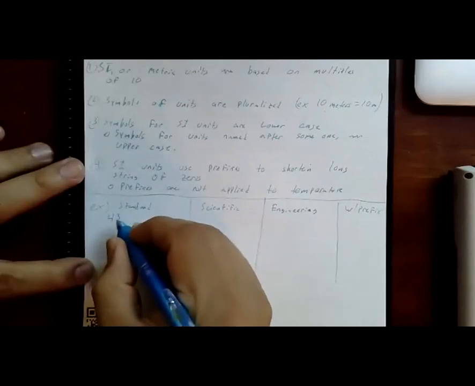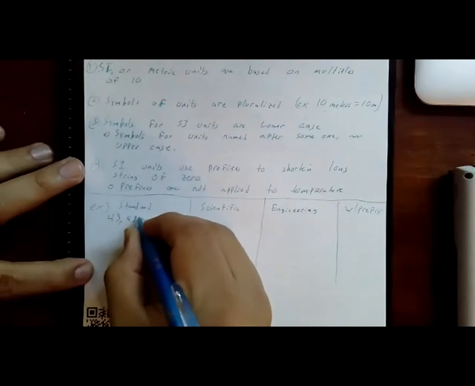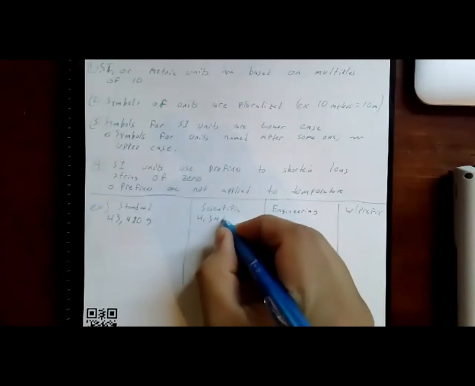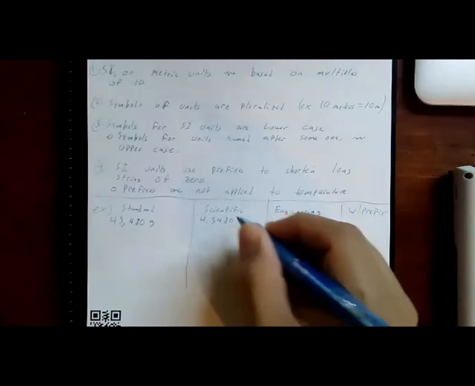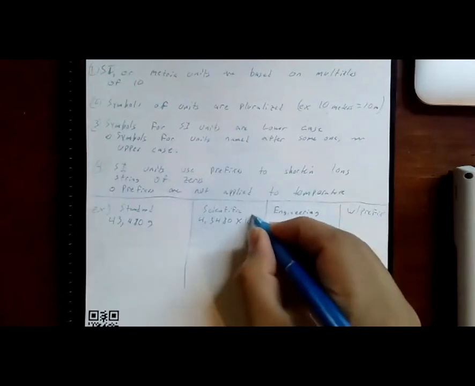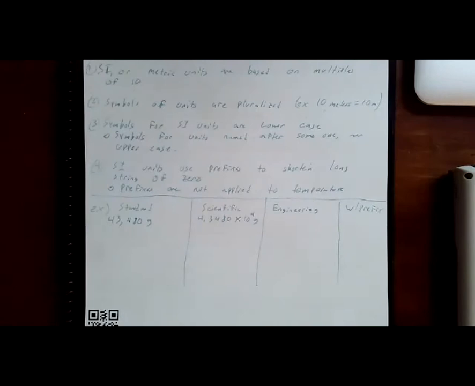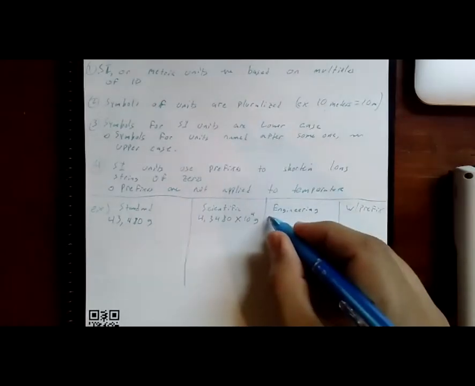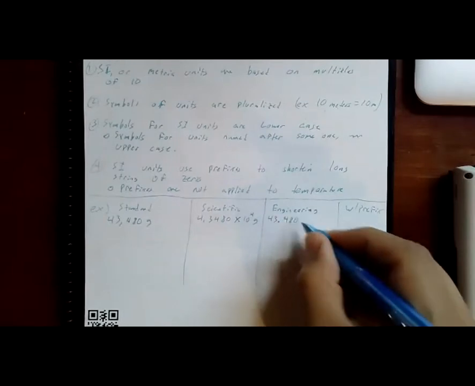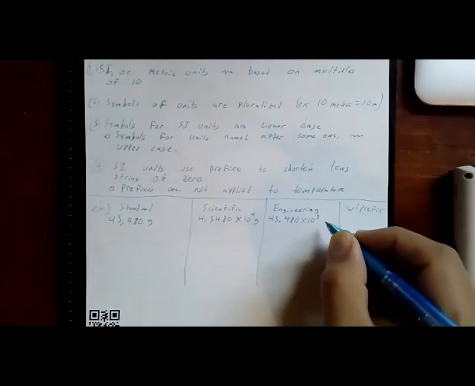All right. So let's just pick this example I have here. 43,480 grams. Okay, so this one we should all know the scientific notation, right? This would be 4.3480 times 10 to the 4 grams, right? Now in engineering, we want a multiple of 3, so we would use 43.480 times 10 to the third grams.